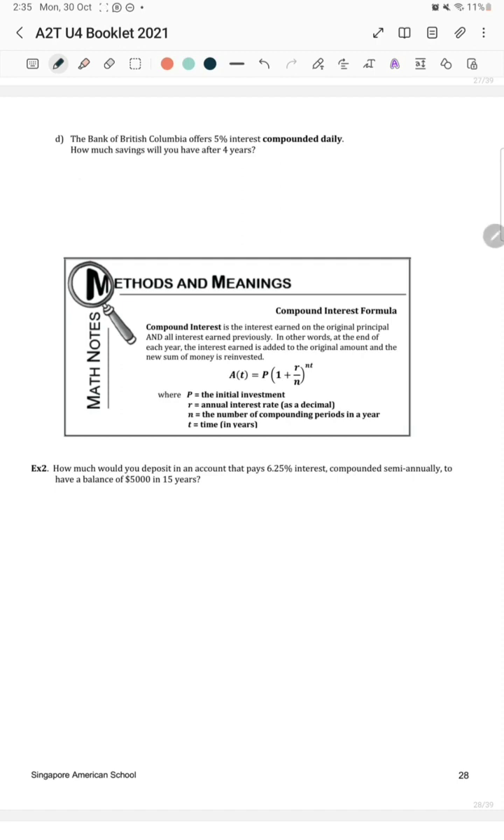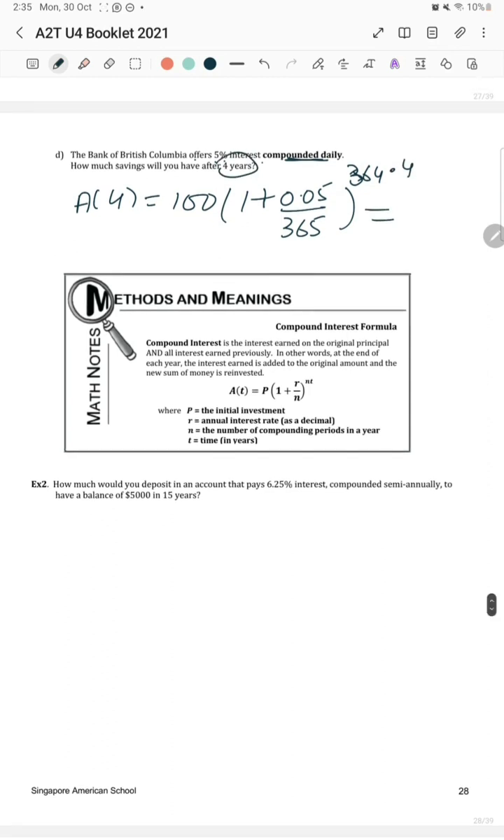So after 4 years, it would be A of 4, which is equal to 100 times 1 plus 0.05 divided by, okay, so it would be the Bank of British Columbia offering 5% interest compounded daily. So we are going to take 1 year, and it would be 365 days in 1 year. So it would be 365, and for how many years? 4 years. So multiply by 4. When we solve this, we will get the answer $122.14.